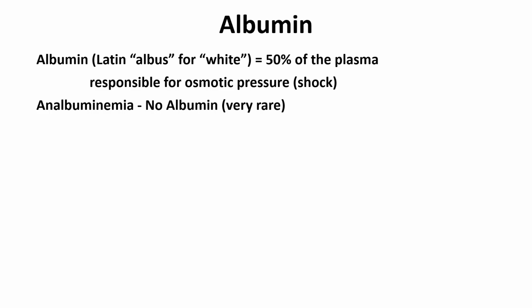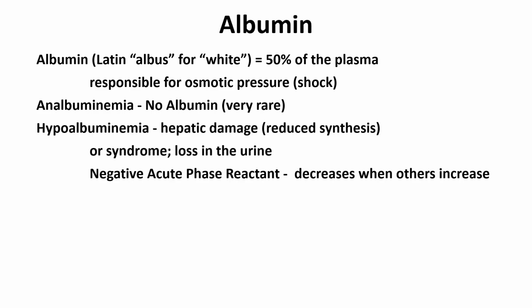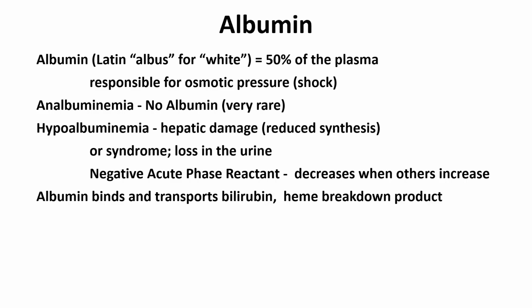Analbuminemia is very rare. That's no albumin, and I've only heard about one case of that ever occurring. Hypoalbuminemia can result from hepatic damage due to reduced synthesis, or from syndromes such as loss in the urine. Albumin is also a negative acute phase reactant. It decreases when others increase, and that maintains the osmotic pressure. Albumin binds and transports bilirubin. We'll talk more about that later when we talk about heme biosynthesis and degradation.